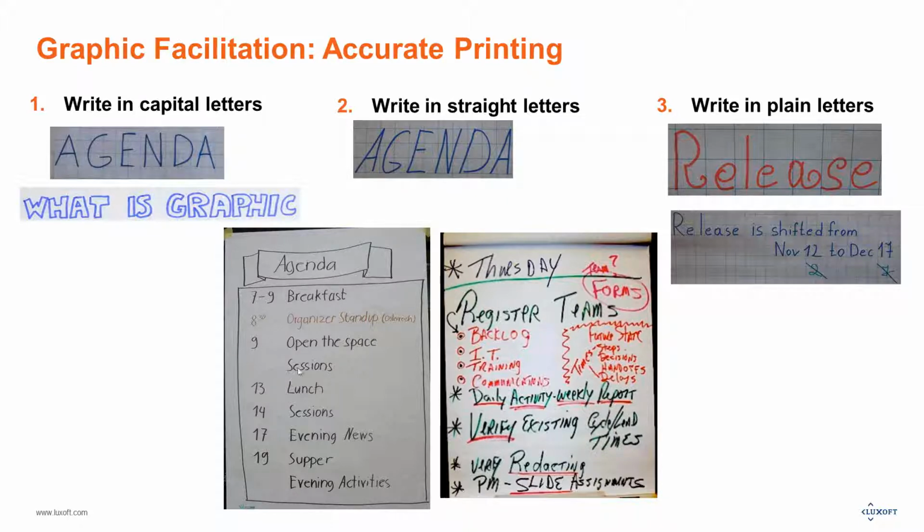As you see here, there are two examples. One is titled "agenda" and the other one is "Thursday day," probably, something like this. And as you see, the second one is very hard to read. Lots of colors are used and this is good, but the letters are written in such a way that probably the only person who can read it is the one who writes it. So make sure that your writing can be seen and understood by the other people in the meeting.